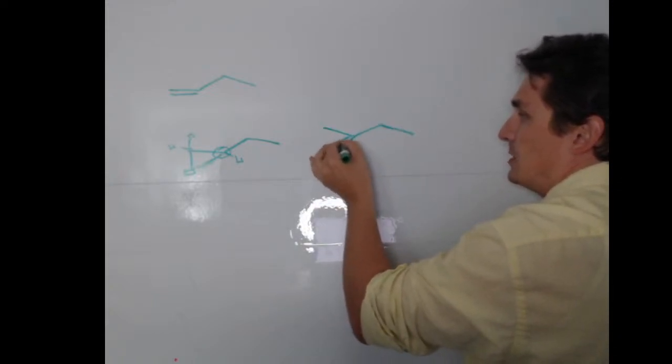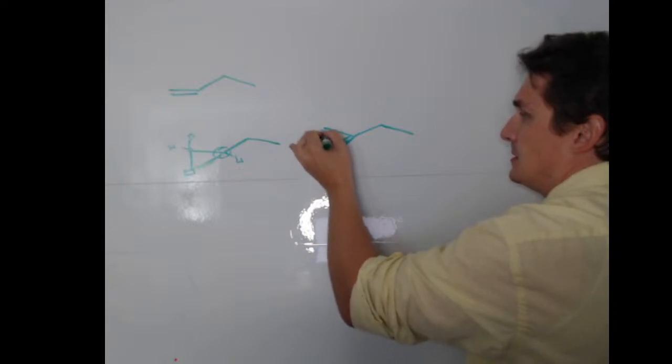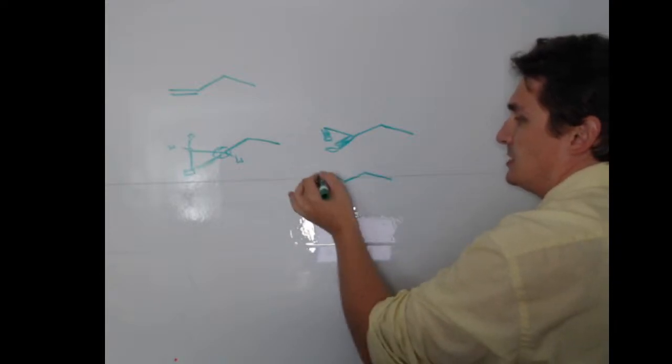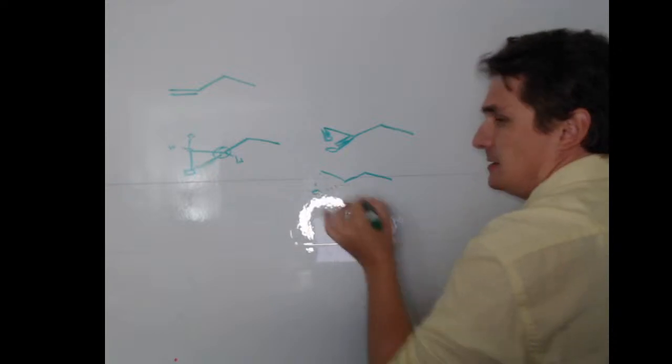So we're going to have one where the oxygen is up, and one where the oxygen is down. So yes, there are stereoisomers formed, and there are 2 of them.